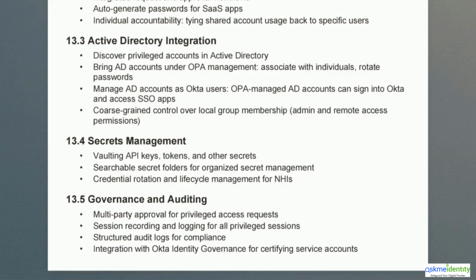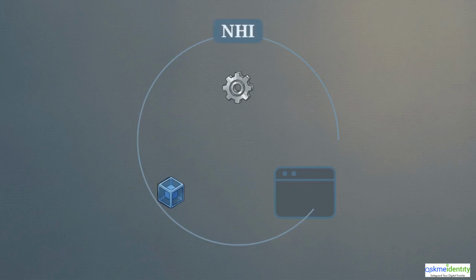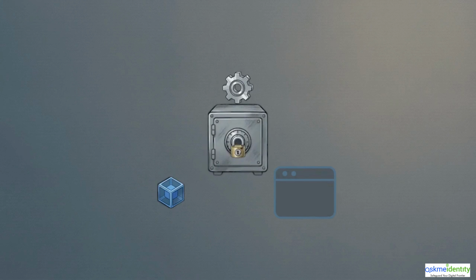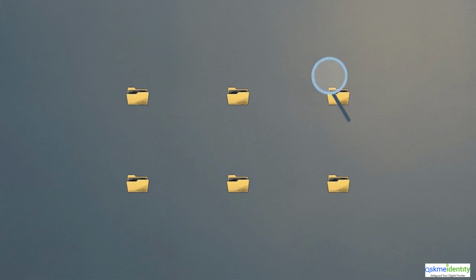Human logins are only half the equation. Section 13.4 shifts our focus to machine-to-machine communication, specifically secrets management. Automated scripts, background services, and applications act as non-human identities, or NHIs. They use API keys and digital tokens to talk to each other, and these secrets must be vaulted exactly like human passwords. Okta organizes thousands of these machine secrets into searchable folders.